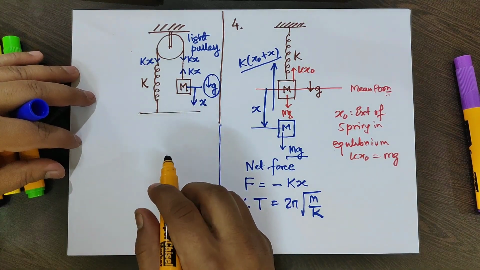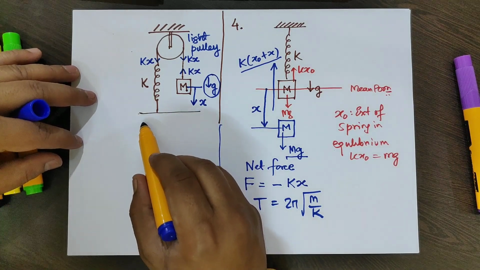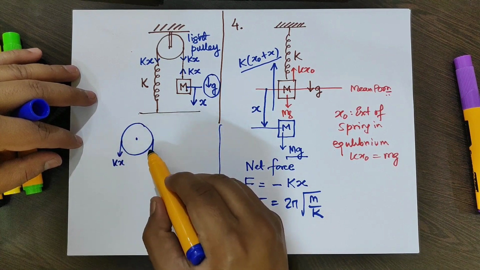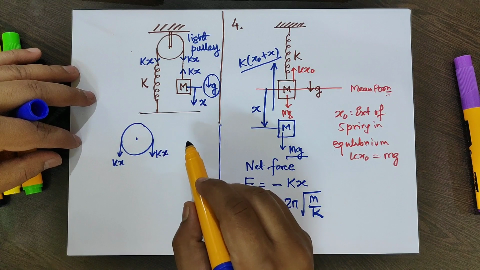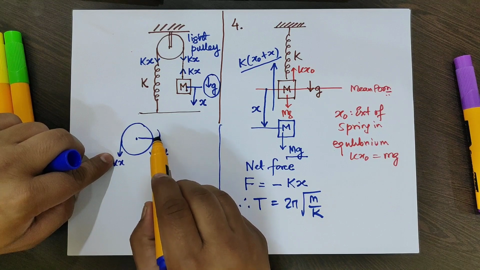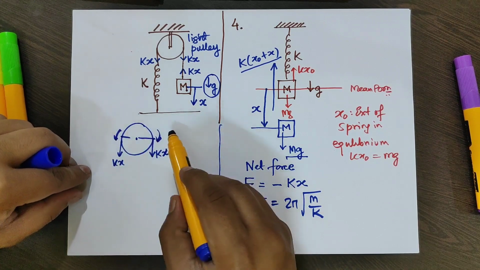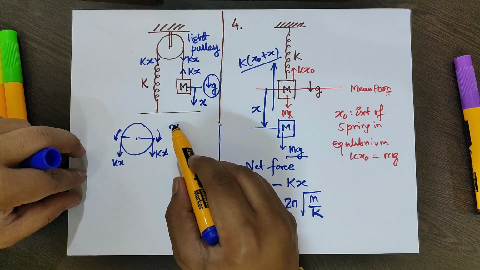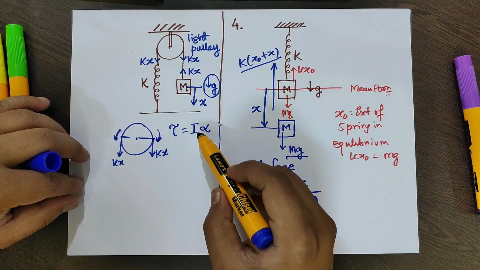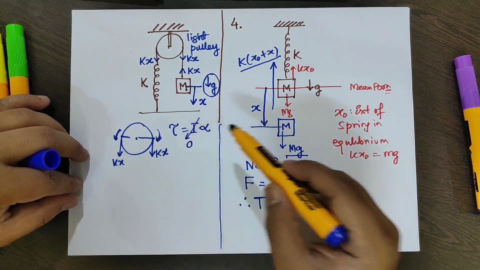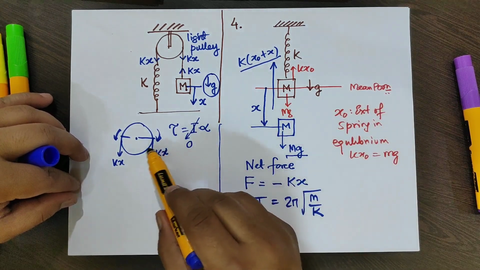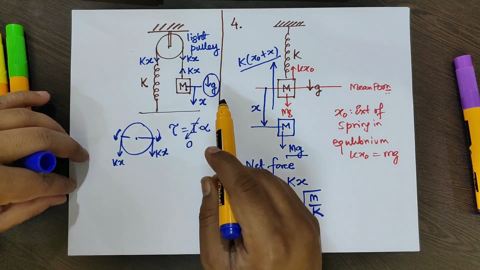By the way, why are these two tensions equal? In a light pulley, the two tensions have to be equal. Suppose the tensions are not equal, what will happen? Suppose this force is larger than this force, then the torque due to this force will be larger than the torque due to this force. So we will get a non-zero net torque equal to I alpha. Now that is fine, but the problem is I is equal to 0 in a light pulley. So the torque has to be 0. So for the torque to be 0, the tension on both sides has to be the same, right?